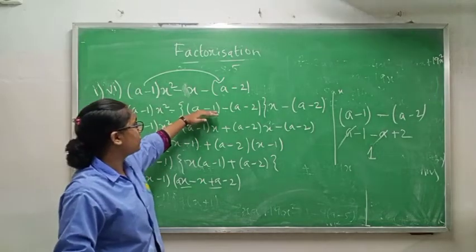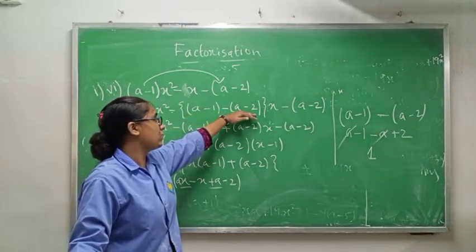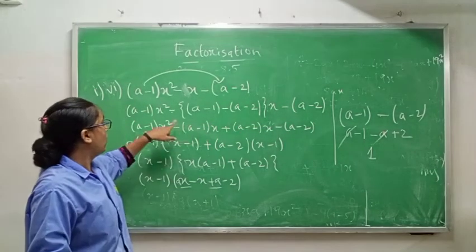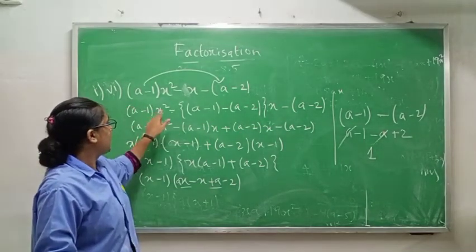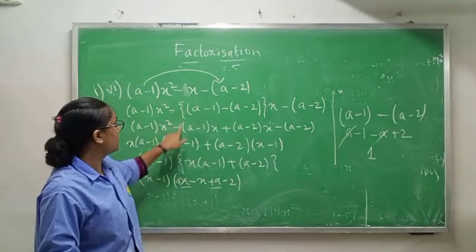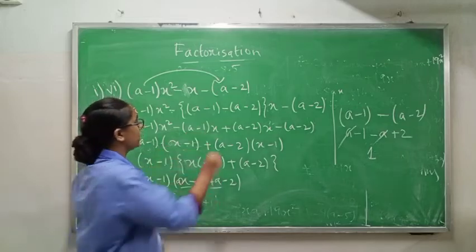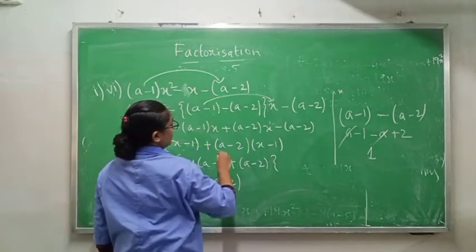So I am doing subtraction of a minus 1 with a minus 2. Again if I solve, I will get 1. Now I am writing (a minus 1) x square as it is, minus (a minus 1) into x. You know you have to multiply this with the outer one.